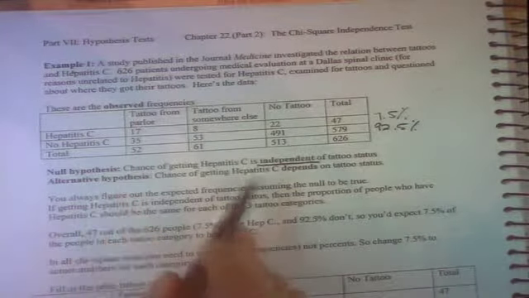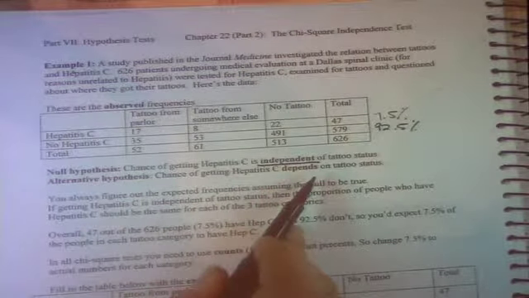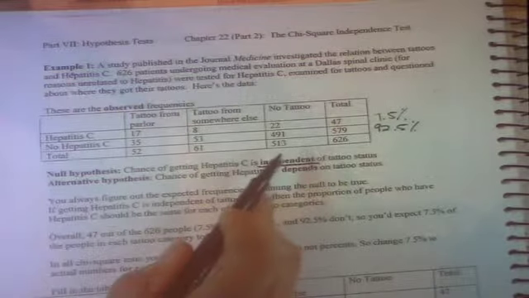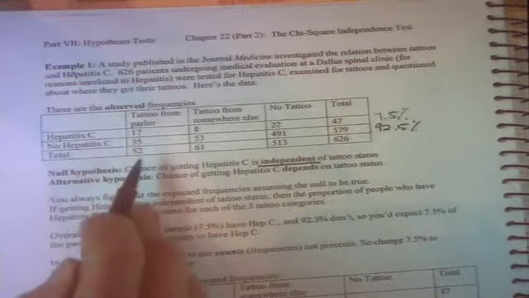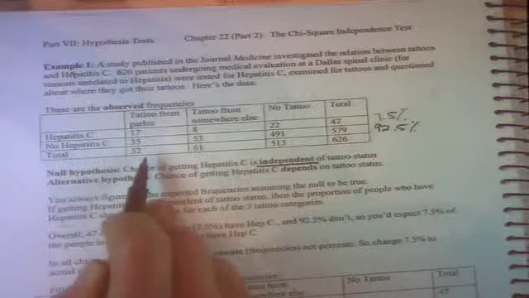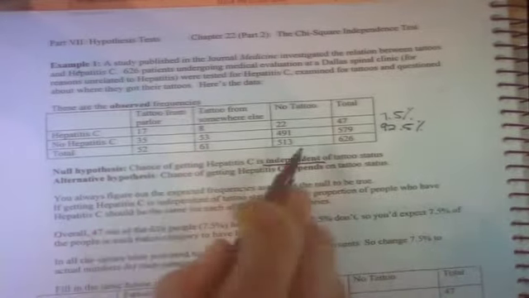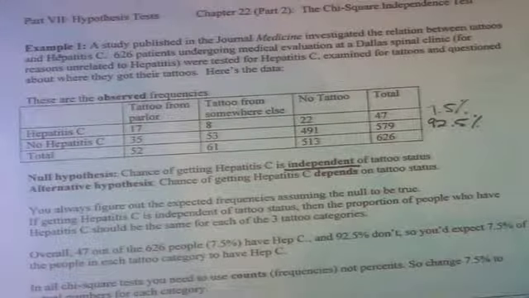And the alternative says, the chance of hepatitis C does depend on your tattoo status. These groups really have different rates of hepatitis C. And if you look at this, 17 out of 52 is nowhere near 7.5%, right? 17 out of 52 is like 34%. So these differences are way too big to be due to the luck of the draw. So you have to do a test, right? And so that's what we're going to do.